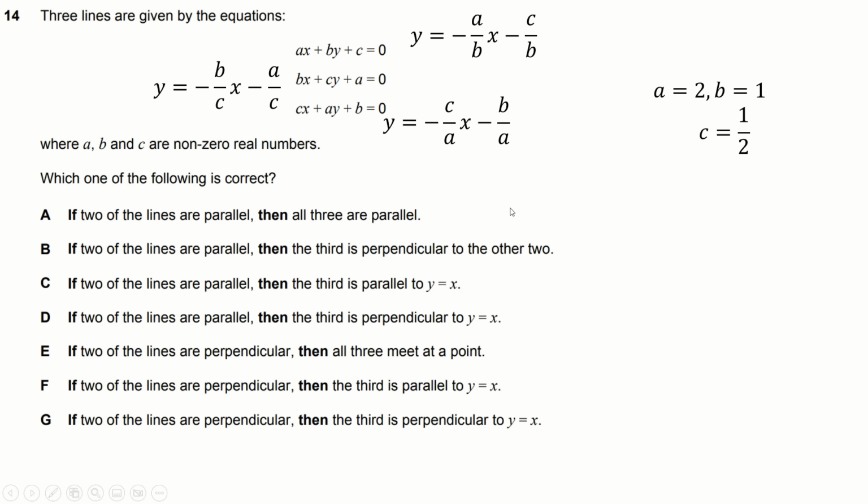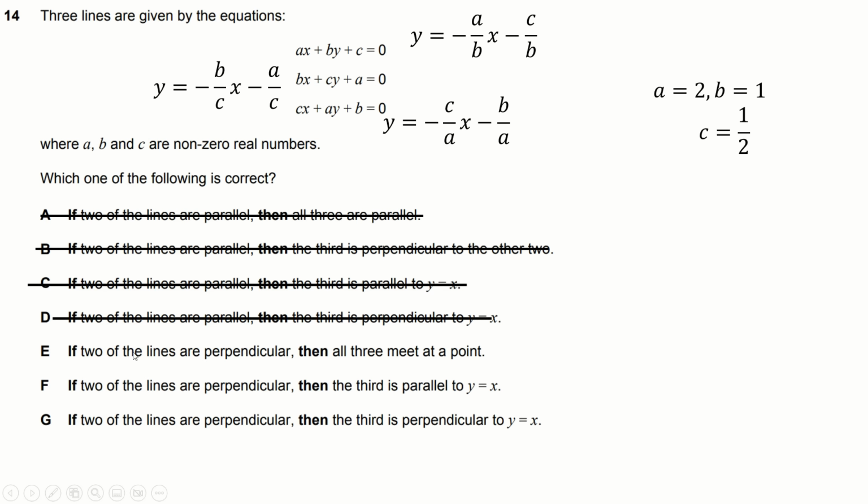Then all three are parallel, except the gradient of this third one is not -2. It's a half over 2, which is a quarter with a minus in front. So that's not true. If two of the lines are parallel, so again, we'll just go with this case, the third is perpendicular. Well, we said this was minus a quarter? That's not perpendicular to -2, so no. The third is parallel to y equals x. Well, minus a quarter isn't, so no. This is doing a lot of work here. And perpendicular to y equals x, well, that would be a gradient -1, which is no. So this simple counterexample got rid of all of this.